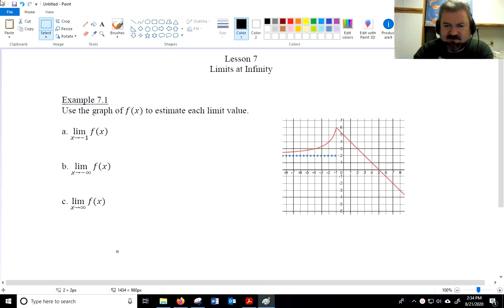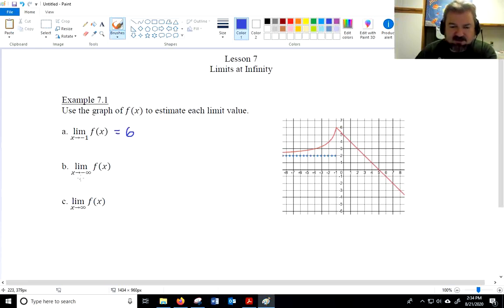Use the graph of f of x to estimate the limit value. Okay, the limit as x approaches -1. All right, that is what we've been doing, so we should be able to do this. As x approaches -1, from the left we approach 6, from the right we approach 6, so that value is 6.